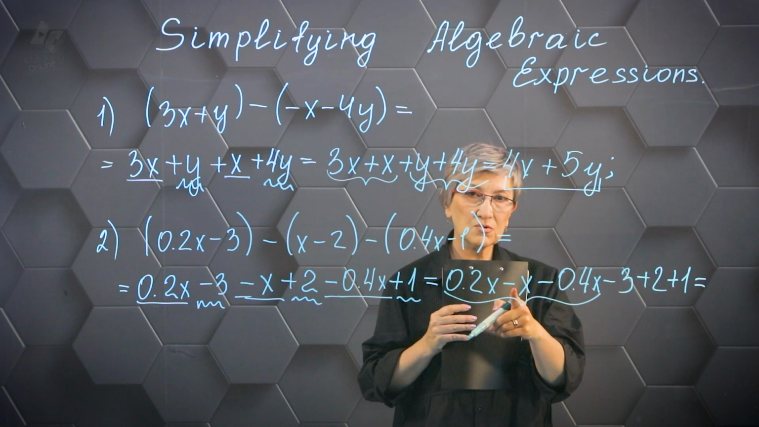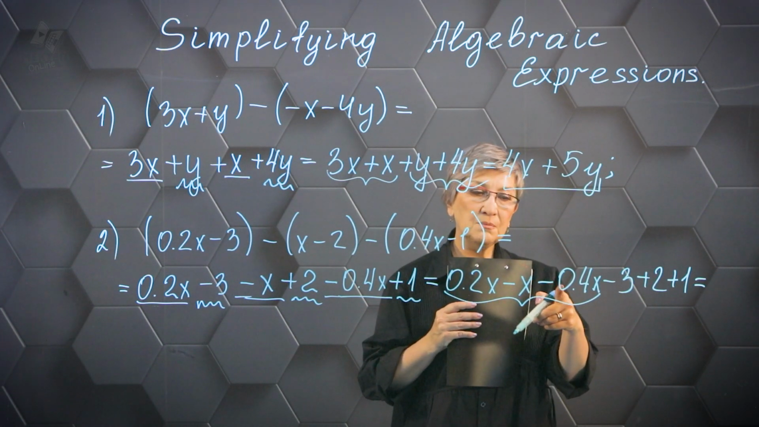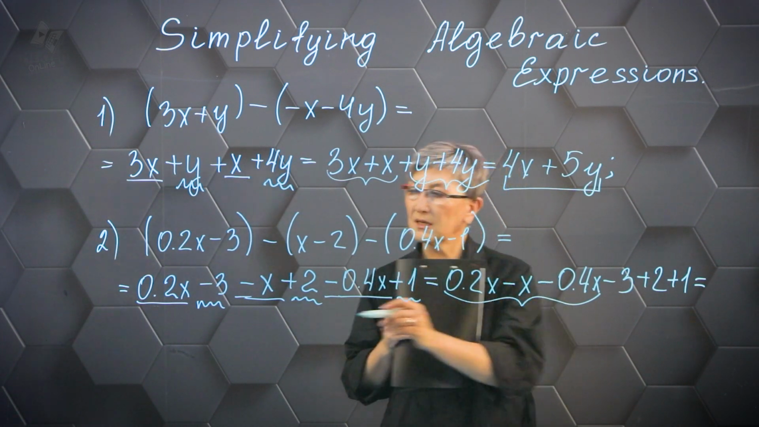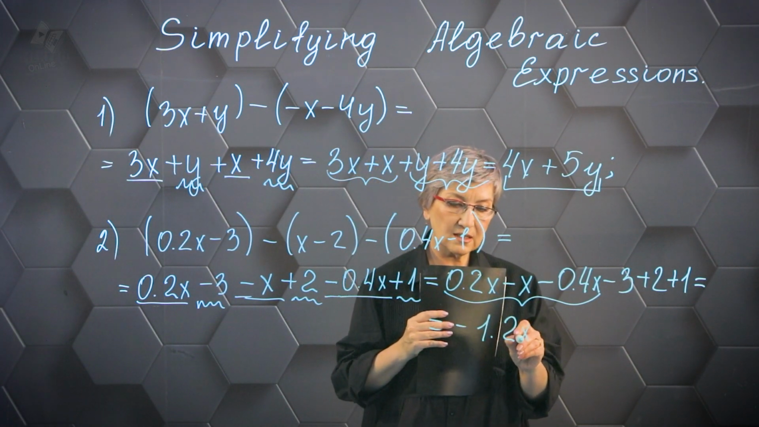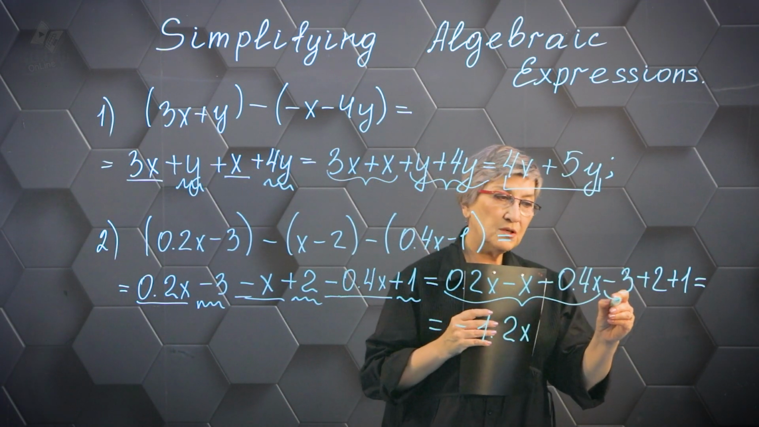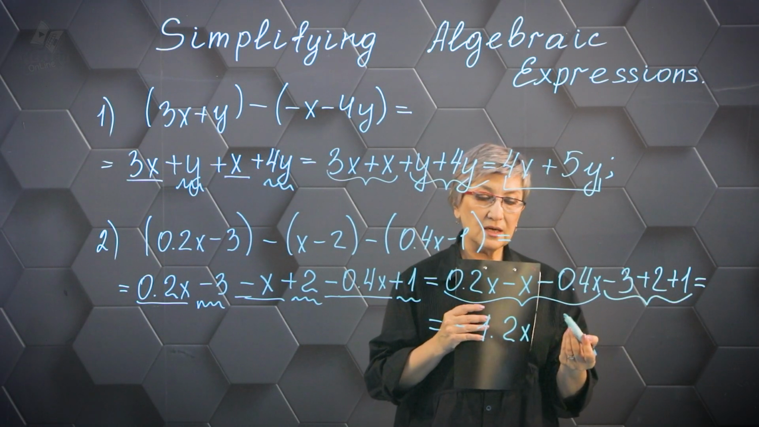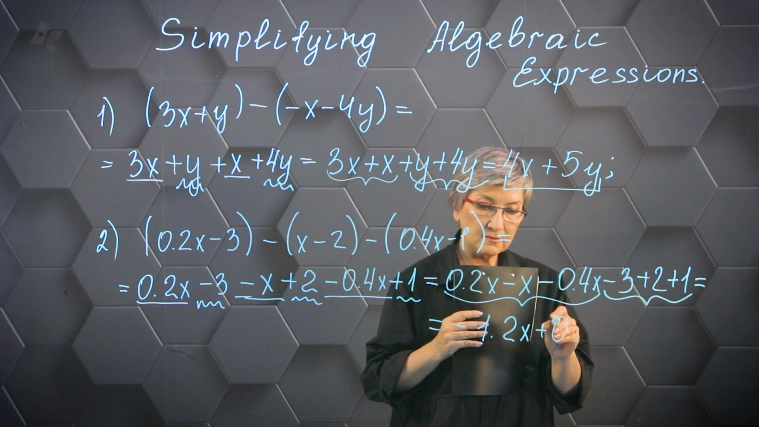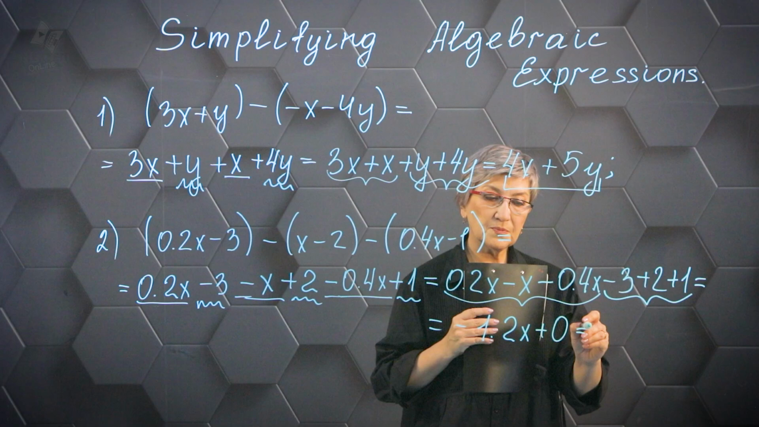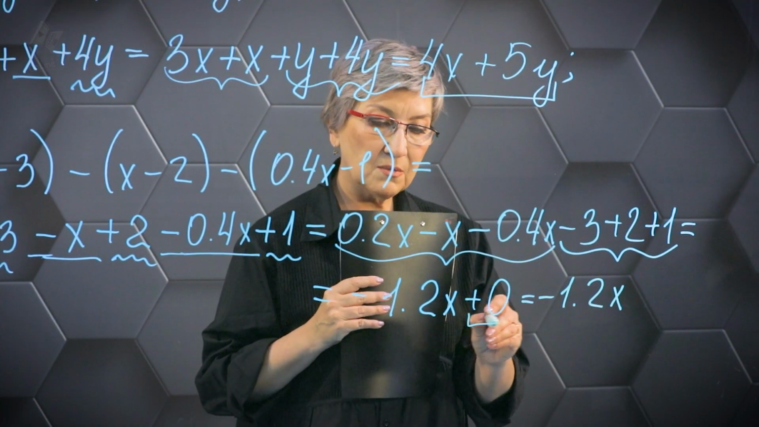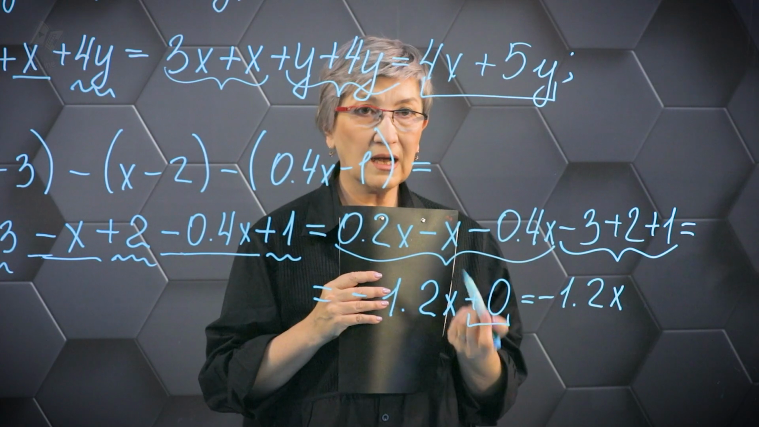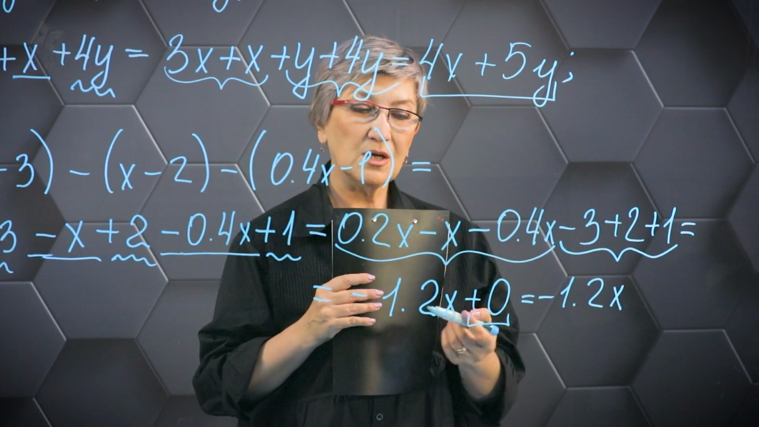0.2x minus 1x is minus 0.8x. And minus 0.4x, resulting in minus 1.2x. But minus 3 plus 2 and plus 1 are 0. The result is minus 1.2x. Because I have the right not to write down the summand equal to 0, because the summand does not change the value of the sum.